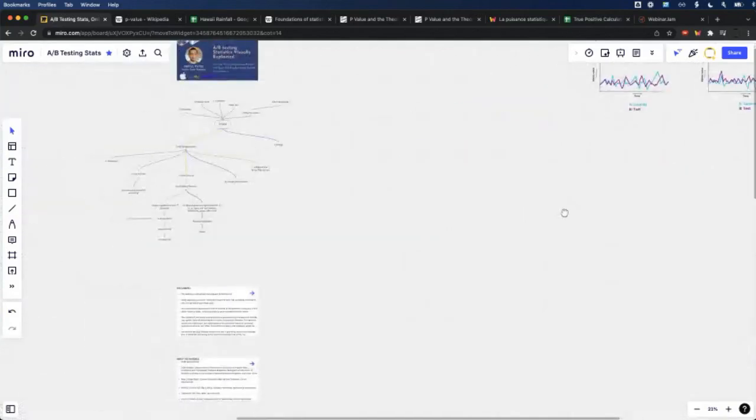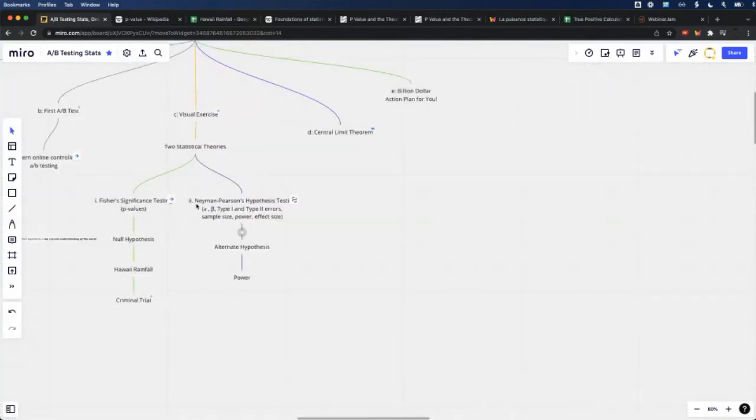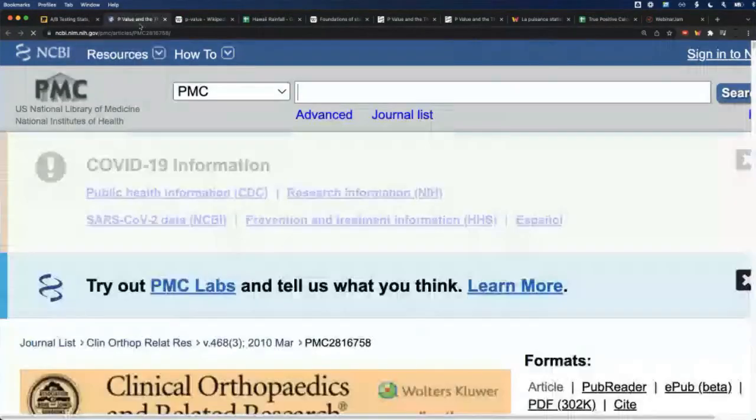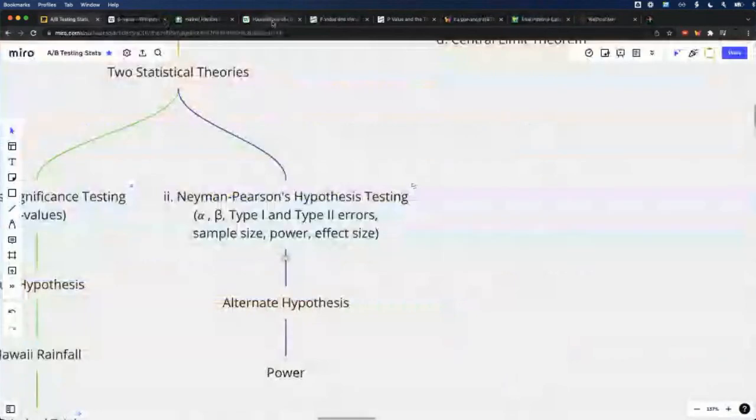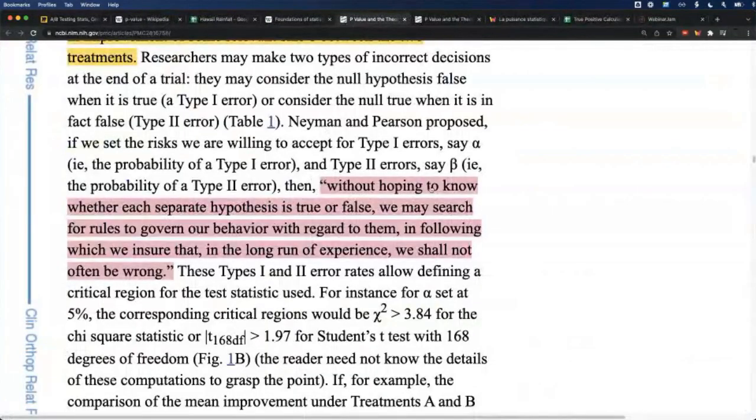But let me just go back to this section again here. Yeah, I again want to emphasize this particular point. Well, this one right here. So this is what Neyman and Pearson said about the decisioning boundary, right? Without hoping to know whether each separate hypothesis is true or false, which means whether having to reject the null hypothesis each time, we will search for rules to govern our behavior with regard to them. And then in the long run of experience, we will not often be wrong. All right. So this is what they are trying to say.